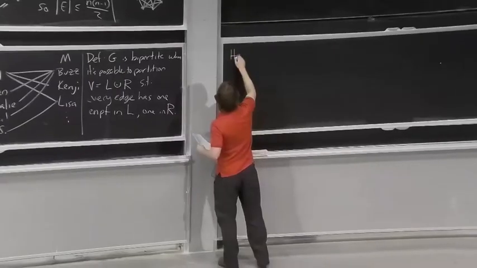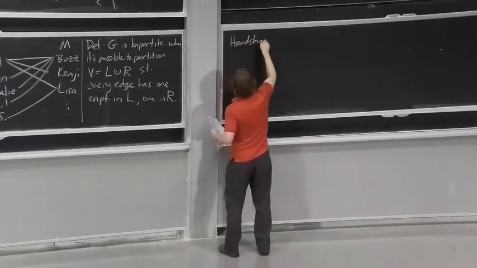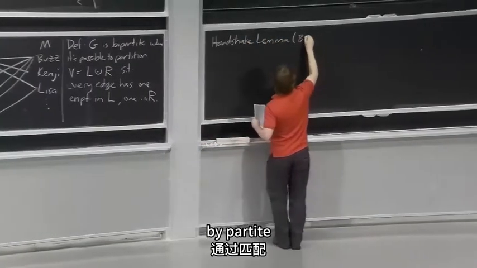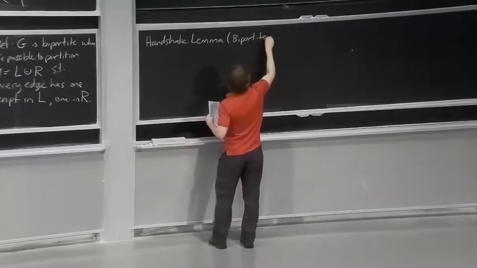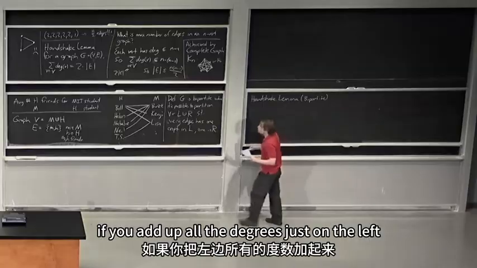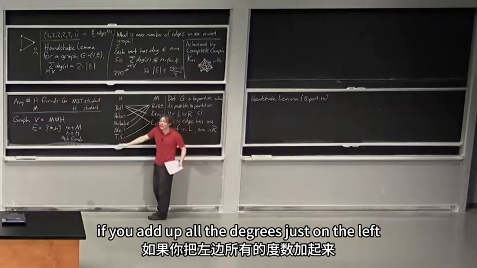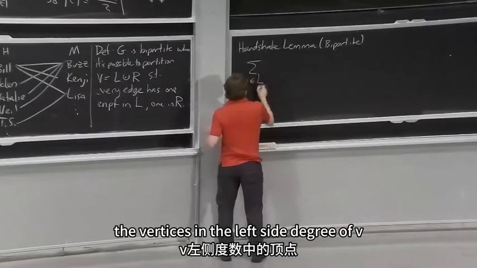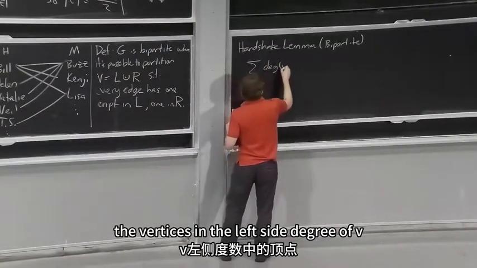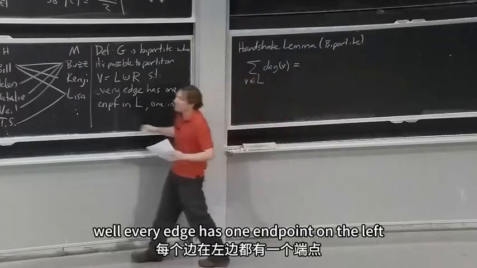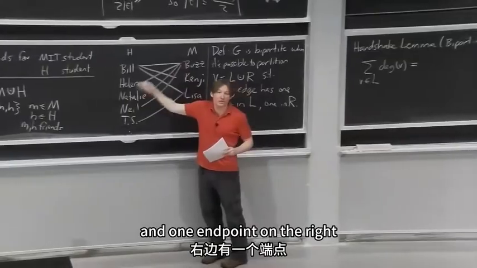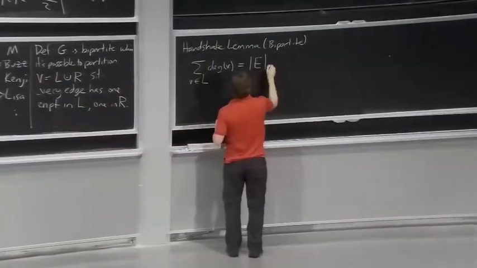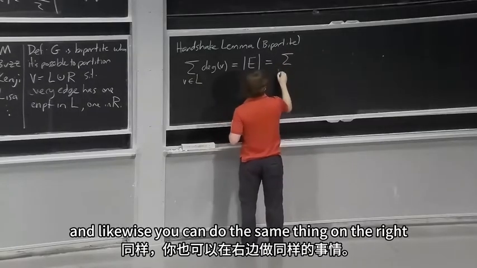Let's see. Handshake lemma, bipartite, which says that if you add up all the degrees just on the left, the vertices in the left side, degree of v, well, every edge has one endpoint on the left and one endpoint on the right. So this is just equal to the number of edges. And likewise, you can do the same thing on the right.